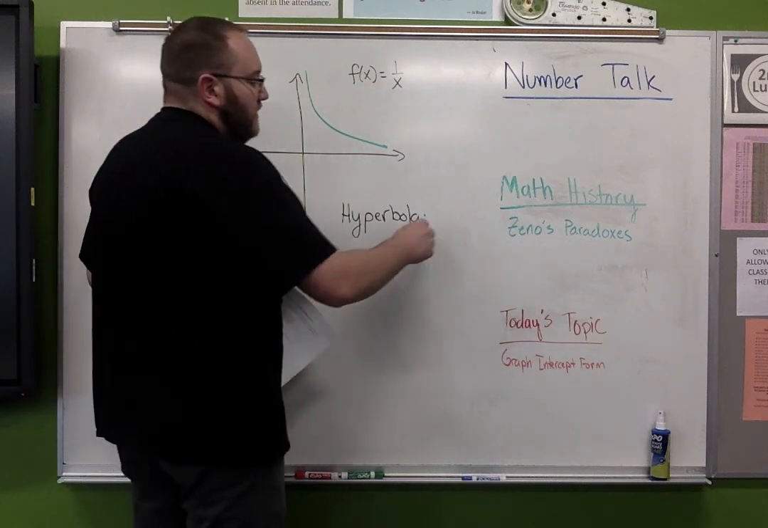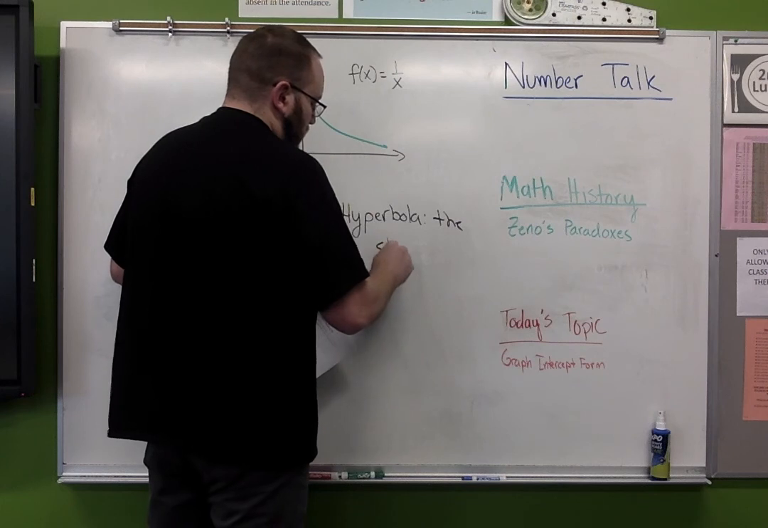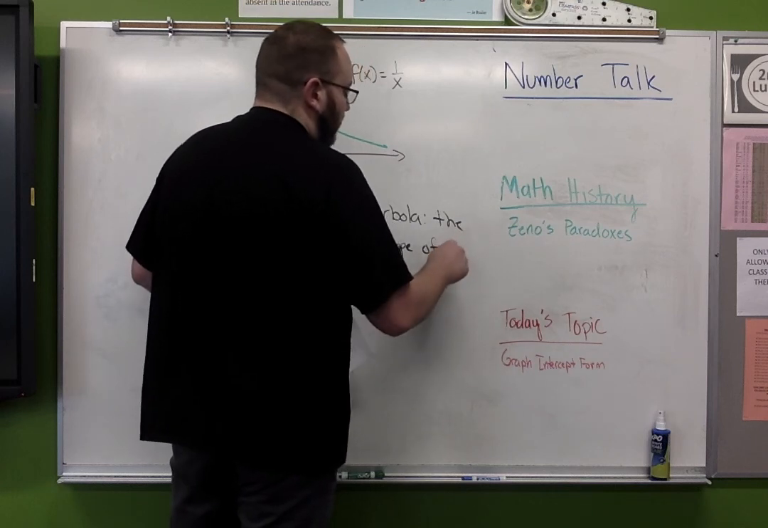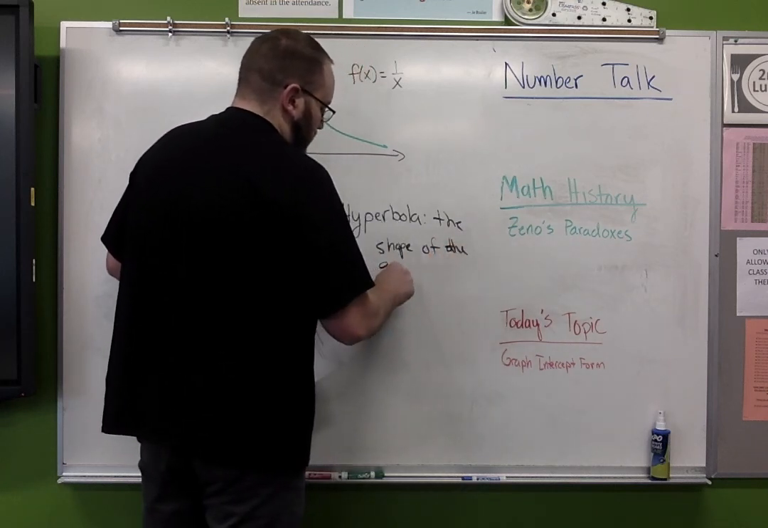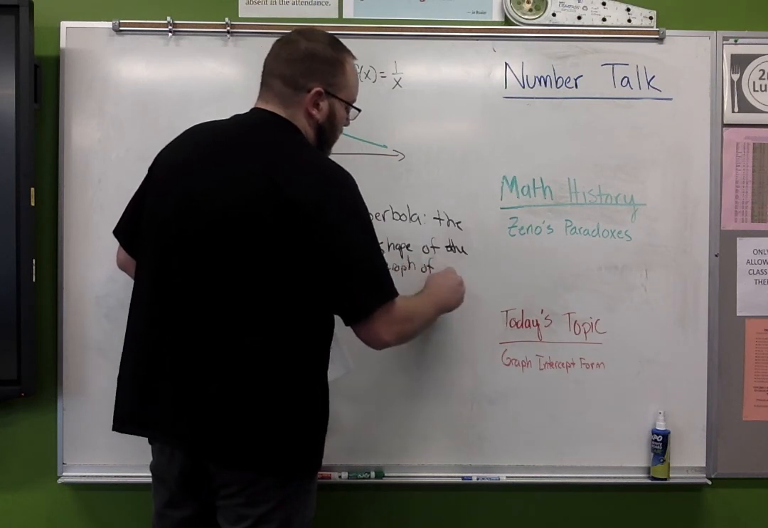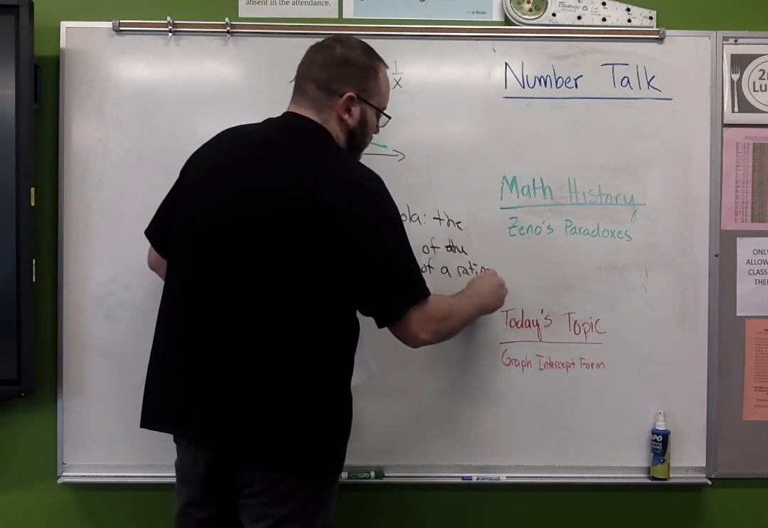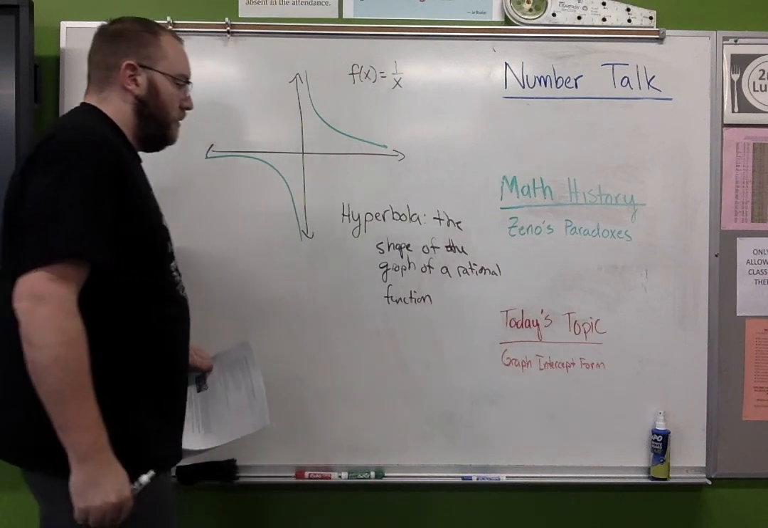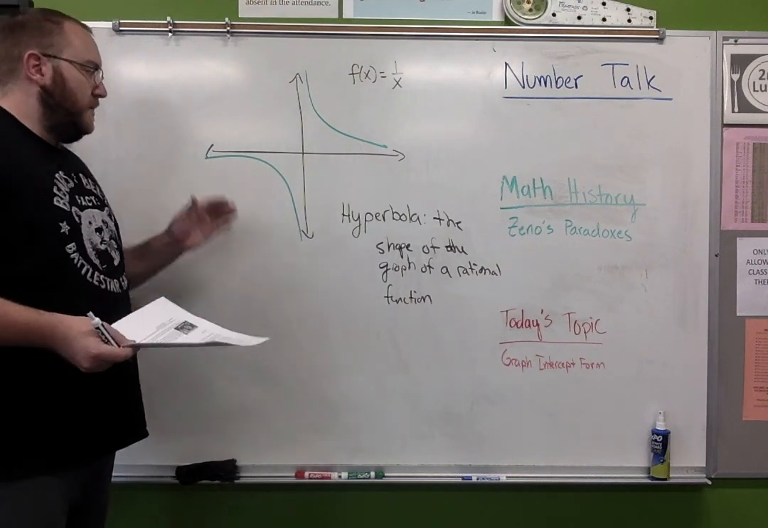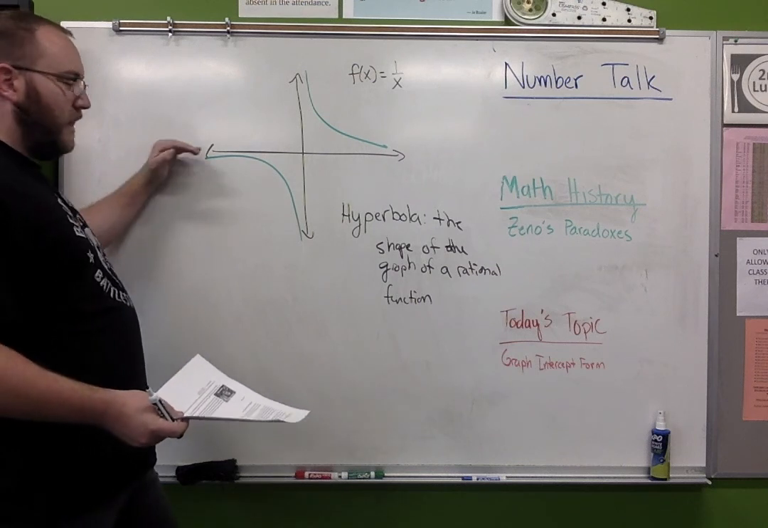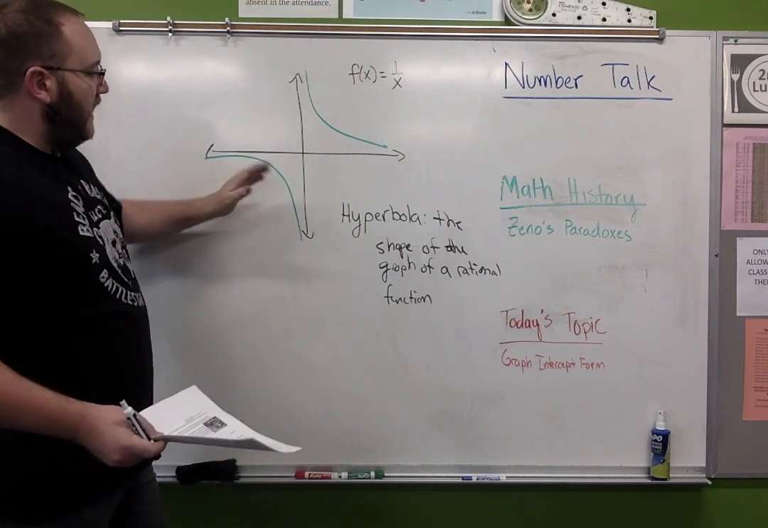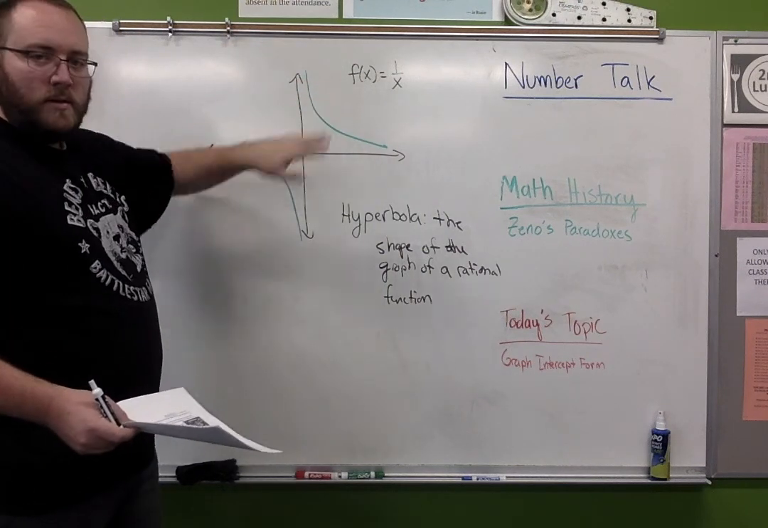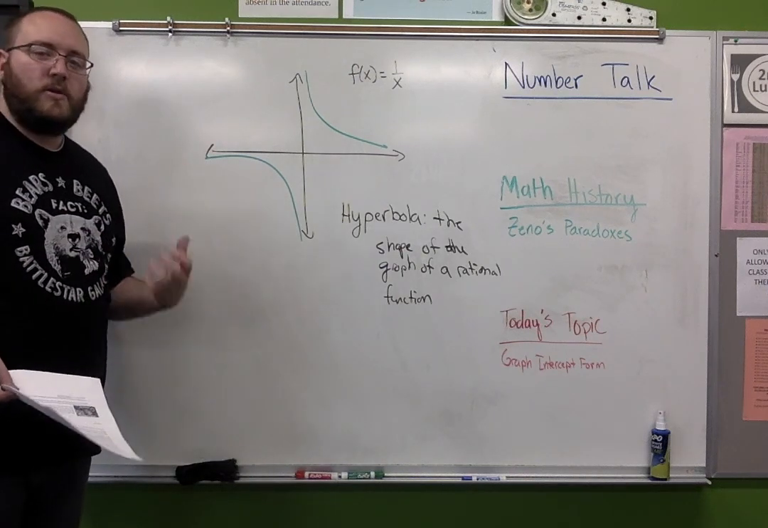Anyways, hyperbola is the shape of a rational function graph, or of the graph of a rational function. So the shape of the graph, this shape where there's almost like a parabola, but not really, on this side, and then on the direct opposite side is that same shape. It's almost like a reflection. That's the hyperbola, and it's always going to look like that, very similar.